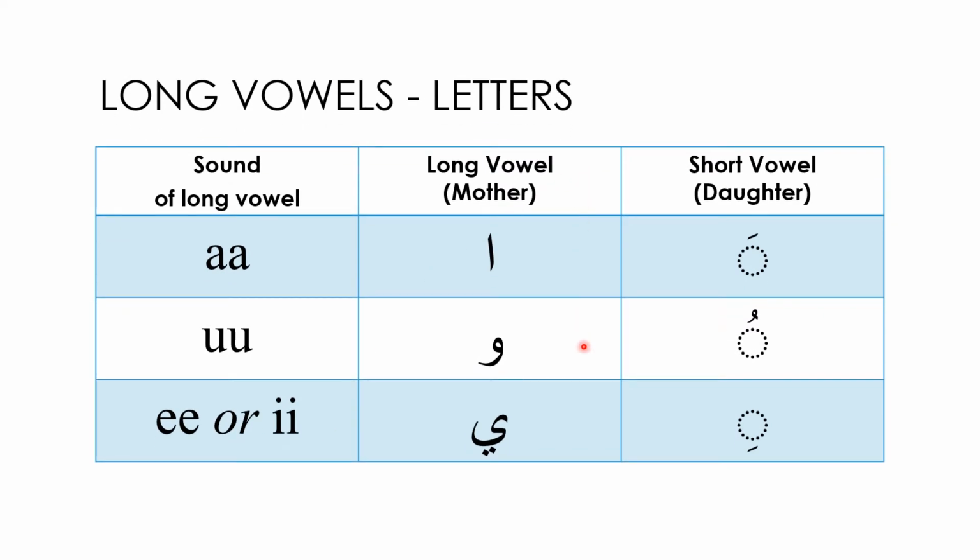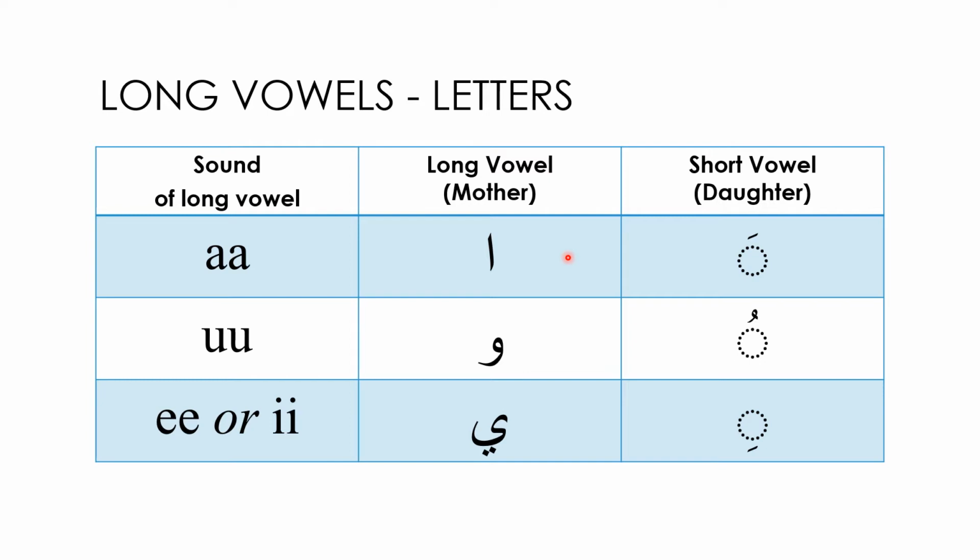Okay, let's bring in the long vowels. Remember that the short vowels are symbols written on top or under the letters, whereas the long vowels are letters of the alphabet. Also, remember that the prolongation of the long vowel is double that of the short vowel. You can say it the other way around, that the prolongation of the short vowel is just half of the prolongation of the long vowel.